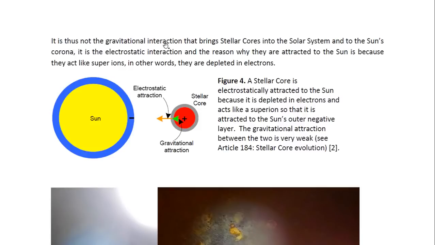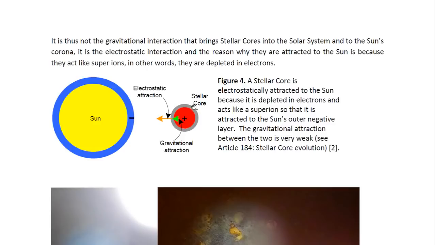So it cannot be the gravitational interaction that brings stellar cores into the solar system and to the sun's corona. It is actually the electrostatic interaction. And the reason why they are attracted to the sun is because they act like super ions. In other words, they are depleted in electrons. And this is illustrated here.